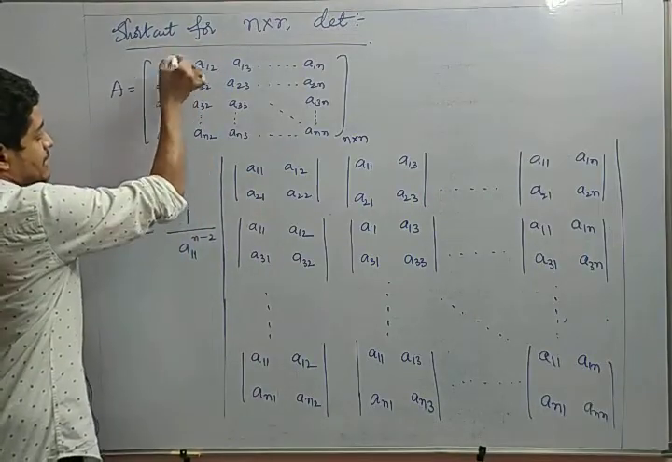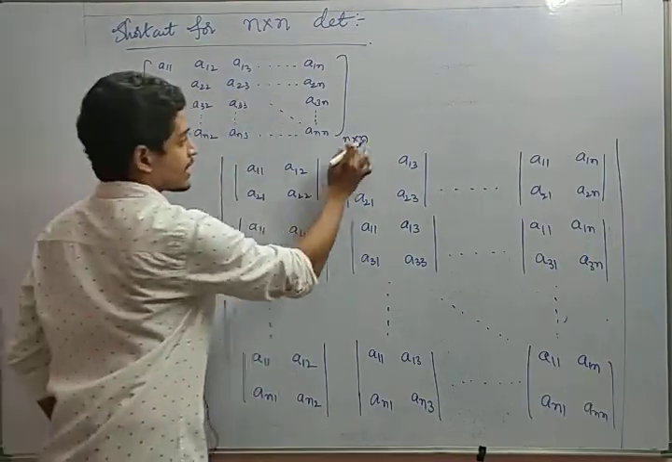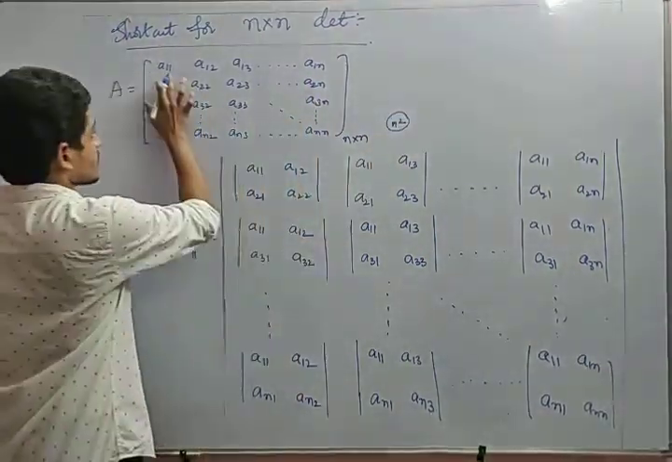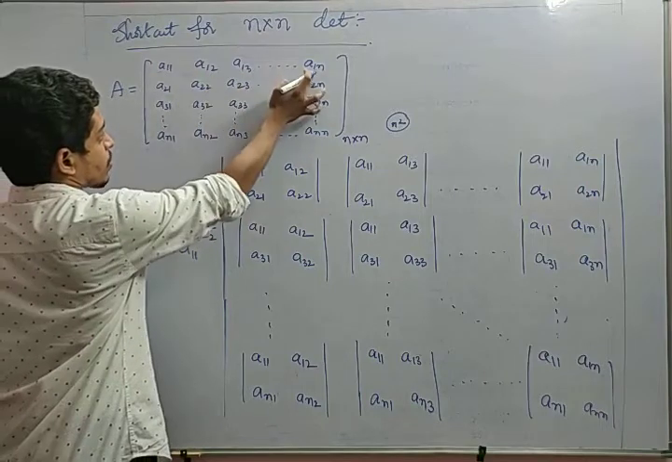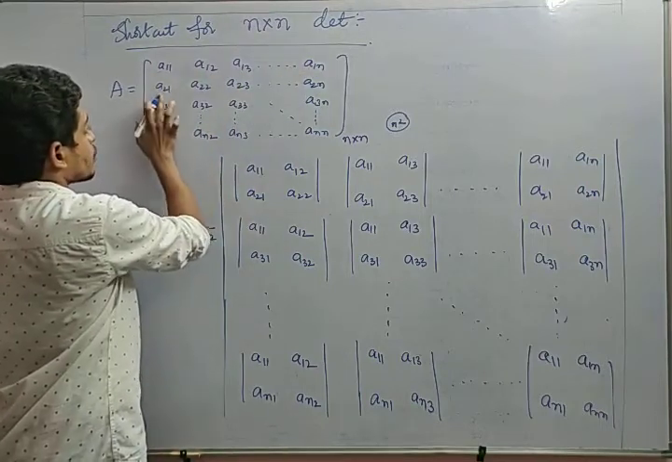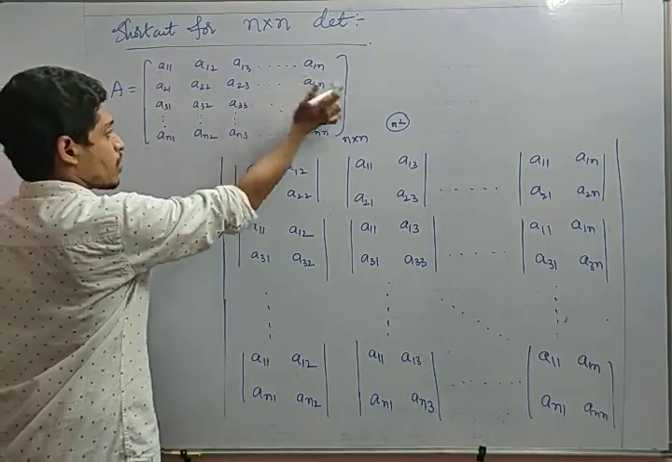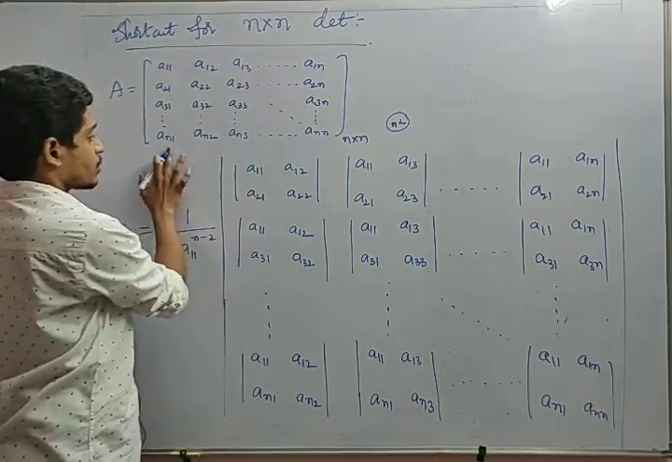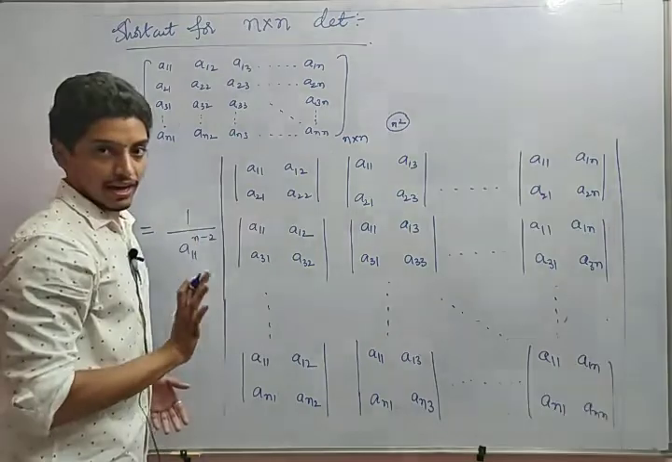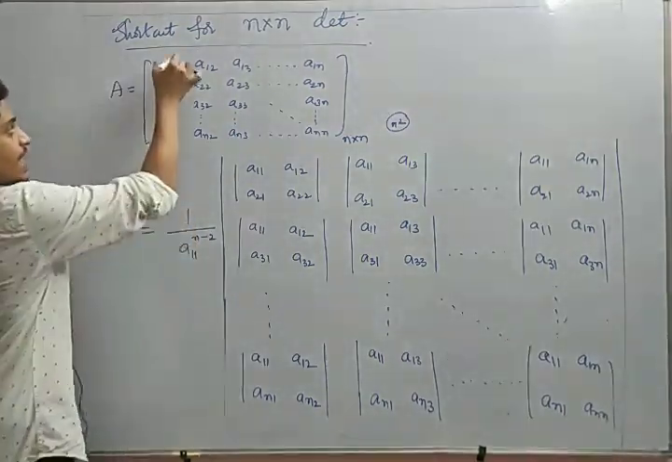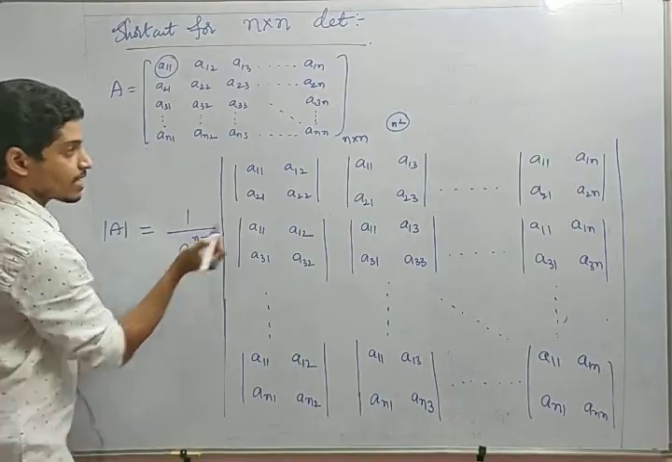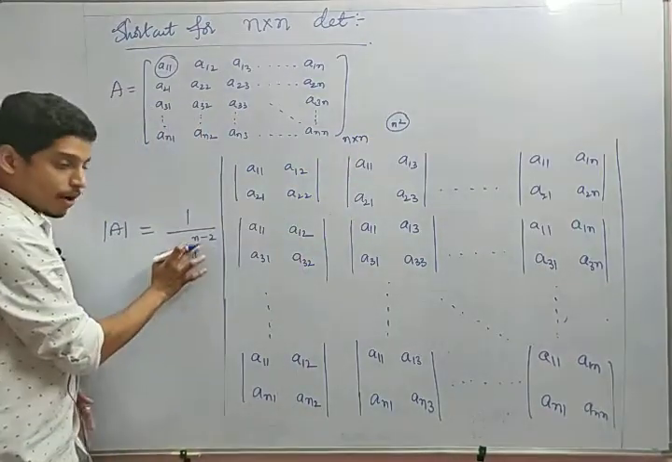First of all, see how many elements are there. n into n, that is nothing but n square elements. Right or not? So this is A11, A12, A13, and so on, A1n, first row. A21, A22, A23, and so on, A2n, second row. This is the third row, A31, A32, A33, A3n. This is the nth row, An1, An2, An3, and so on, Ann, right? So take this element, 1 by A11 power n minus 2. What is n? The order of the matrix, order minus 2.